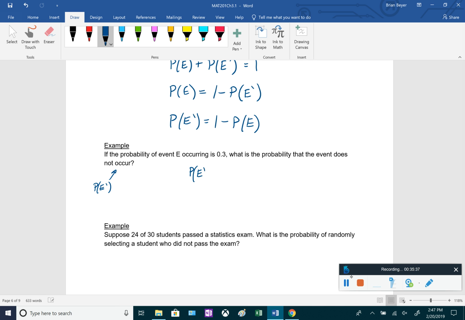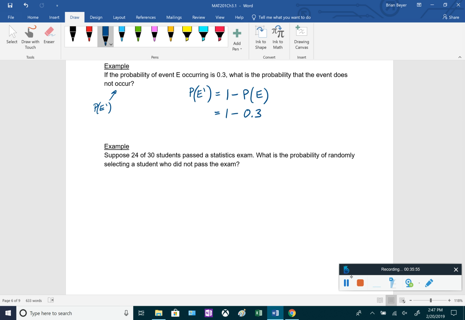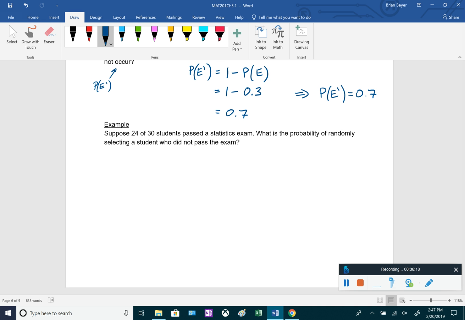So the probability of E complement, based on what I have written right above here, is going to equal 1 minus the probability that event E does occur, which is 1 minus 0.3 because we're given it in the problem. So it's 0.7. 1 minus 0.3 is 0.7. So the probability of E complement is 0.7, which, looking back at it, hopefully is pretty obvious. That's saying there's a 30% chance that event E happens, so there has to be a 70% chance that it doesn't happen.